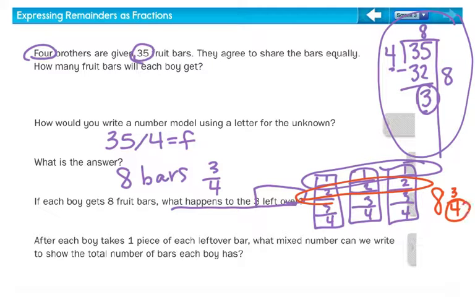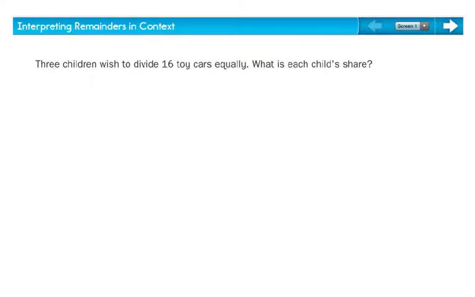Remember, our denominator tells us how many equal parts it's divided into. Same thing with brother 3 and brother number 4. So after each boy takes 1 piece of each leftover bar, what mixed number can we write to show the total number of bars each boy has? 8 and 3/4. So we have realized in the last 2 problems that sometimes we take the remainder and write it as a fraction.